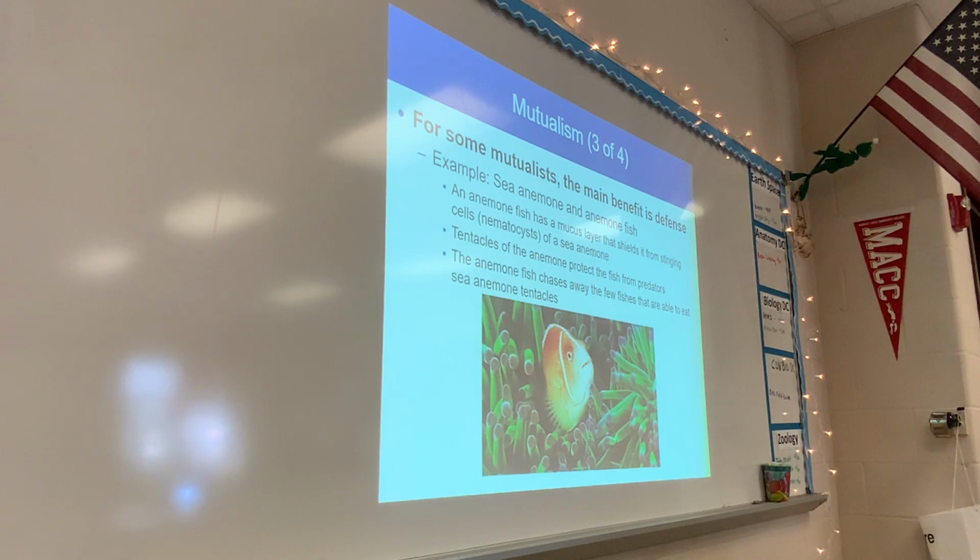Aren't they the only fish that can live in an anemone? I don't know if they're the only fish, but they're one of the few. So it doesn't shock them, right? Well, yeah, it doesn't sting them. They're related to the jellyfish, so they have stinging tentacles.